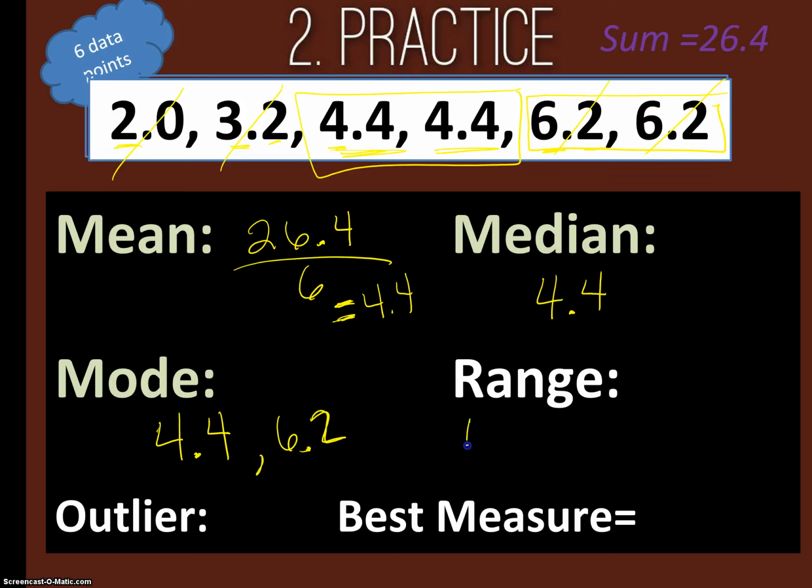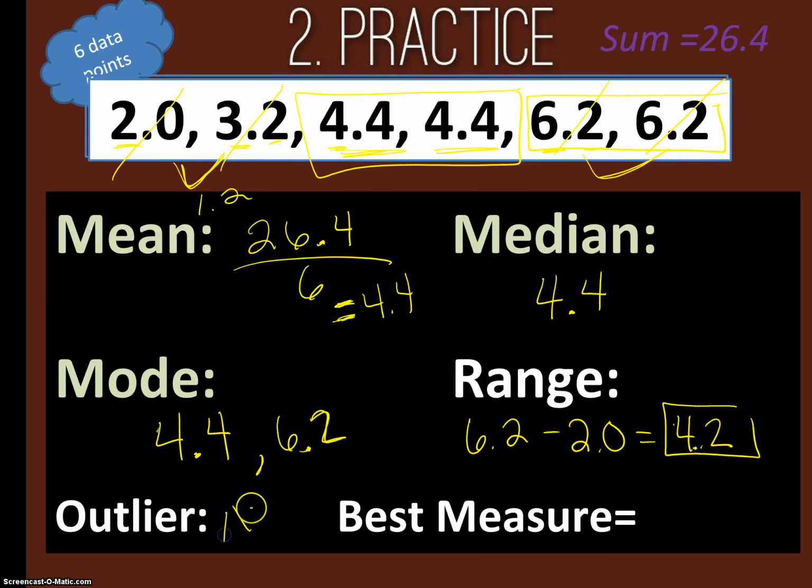The range, again, is the biggest number minus the smallest number. And if you need to pause at any time, please do so. And you get a range of 4.2. Outlier. These numbers are only about 1.2 apart. These numbers are the same. In this case, I would say there is no outlier.